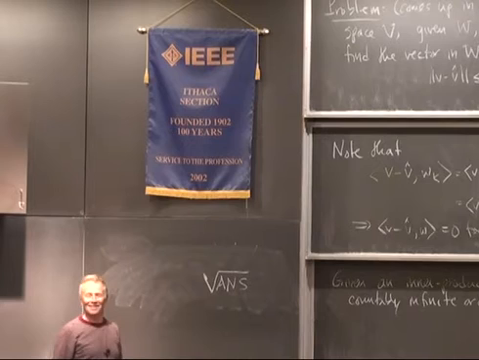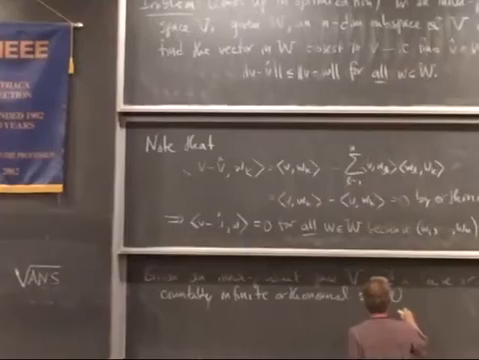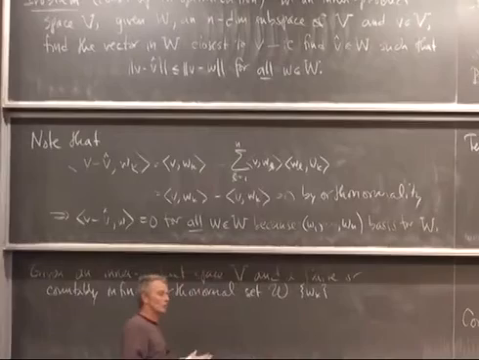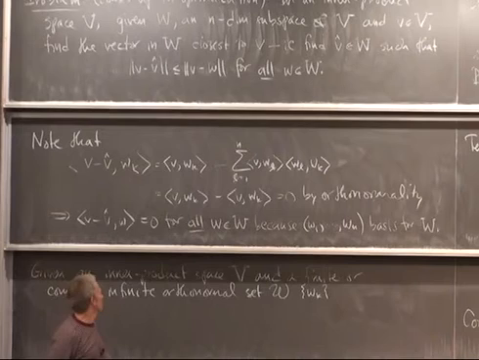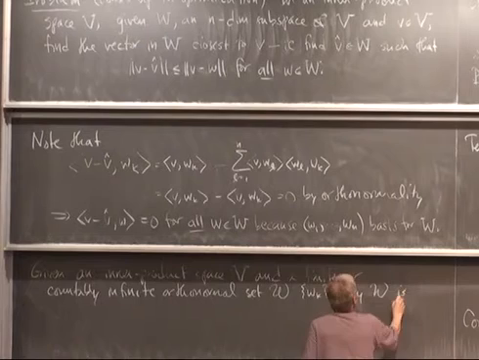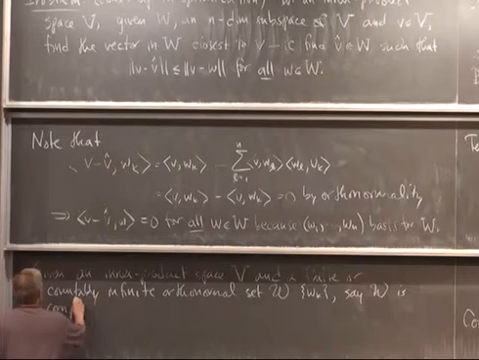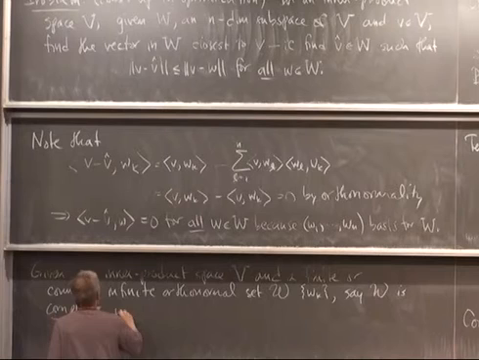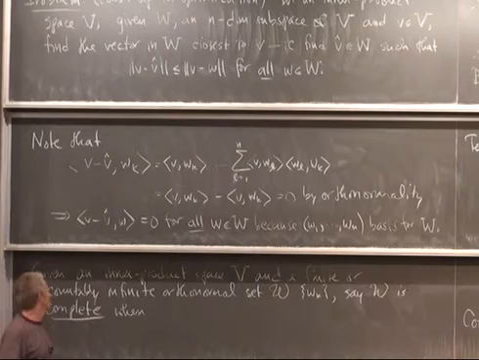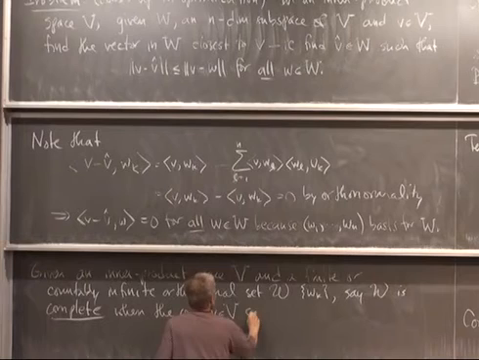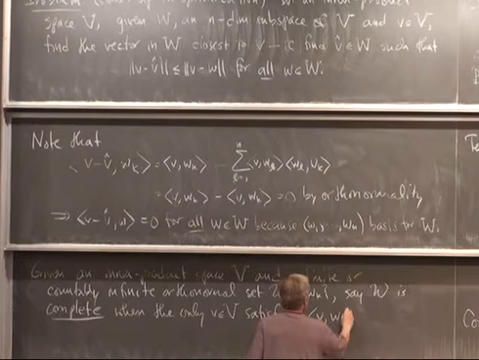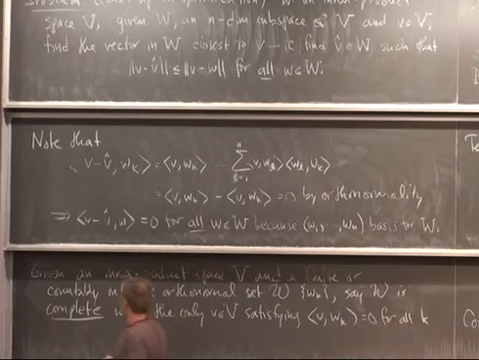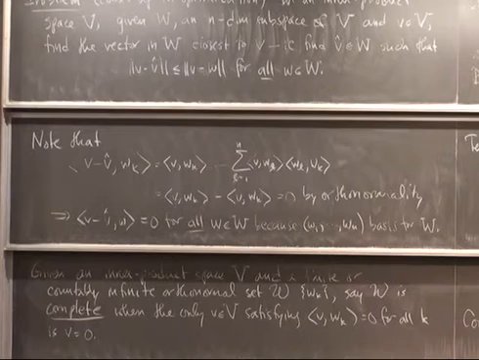All right, so this is an orthonormal set, say WK. So WK could be W1 through WN if it's a finite set, or it could be WK for all K in the integers if it's a countably infinite set. We say that script W is a complete orthonormal set. What does it mean to be a complete orthonormal set? When the only vector in V perpendicular to every one of the W's, so the only V in V satisfying V inner product WK is 0 for all K, is 0, the 0 vector. That's what it means for a set to be a complete orthonormal set in an inner product space V.